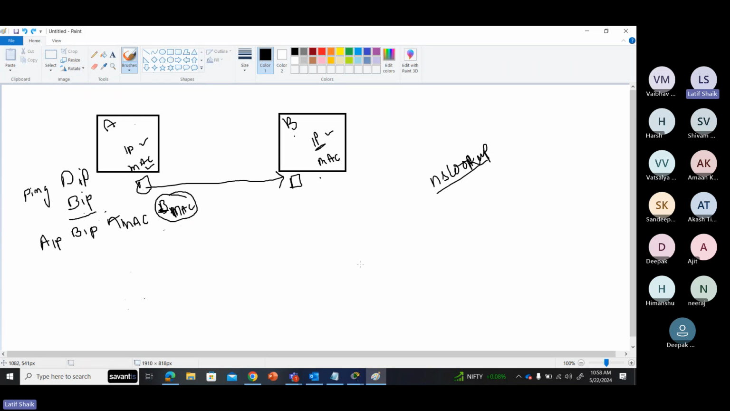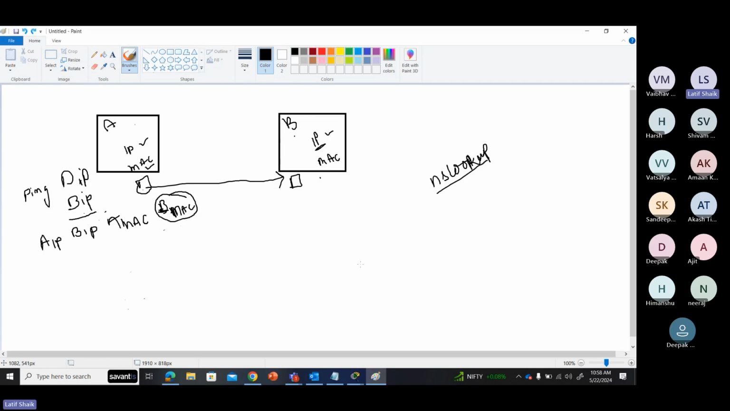Okay, don't go to the spoofing part. Do you understand the concept or not? Then you will get it. First of all, MAC address is fixed on the NIC.